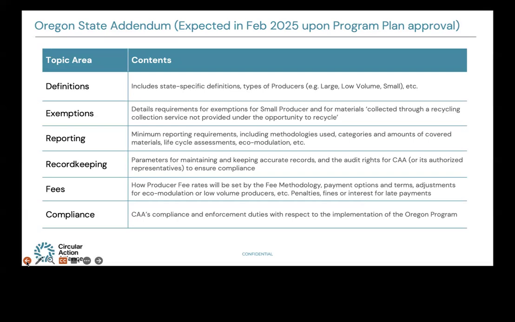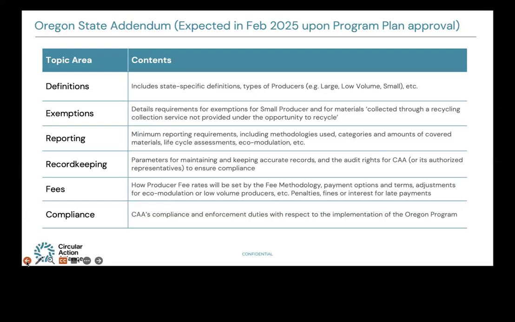The state addendum for Oregon includes the clauses you'll see here, and it's likely that other state addenda will follow a similar layout. So there's definitions. We'll have clear definitions of the terms used in the document. Exemptions, details around the state-specific exemptions. As a reminder, those that are expected to be exempt, we still encourage you to sign this addendum as it allows us a paper trail to communicate back to regulators that your company is in compliance.